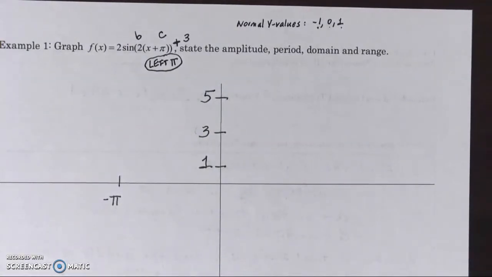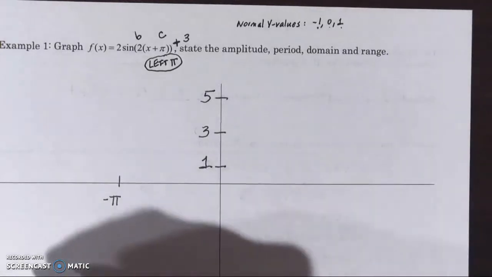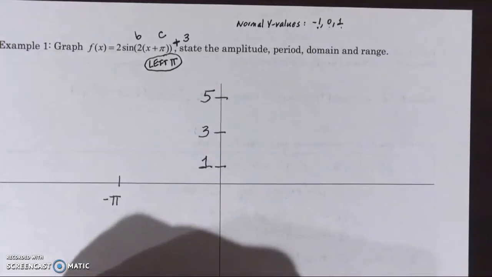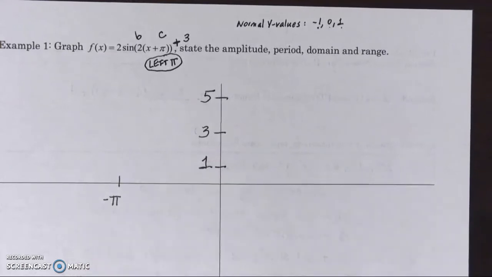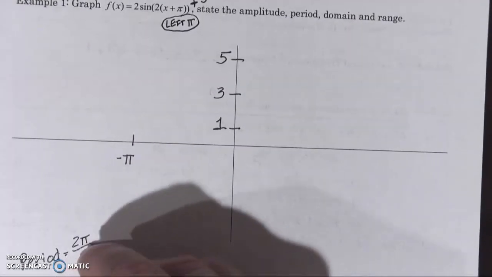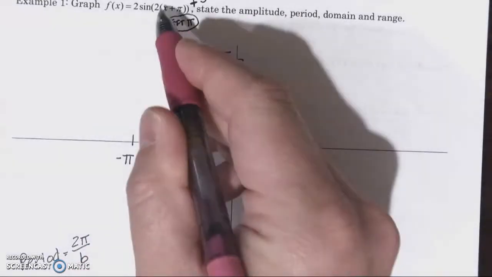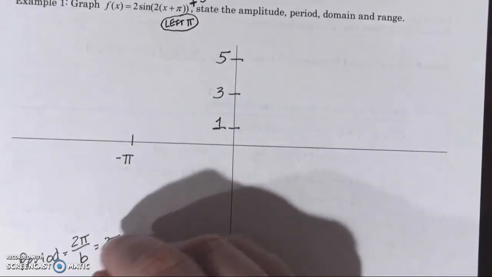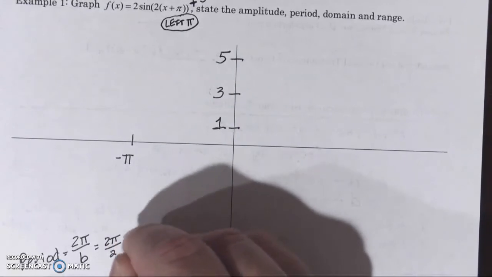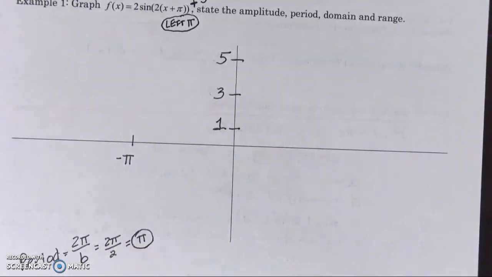Okay? Now we need to figure out our period. Our period is 2 pi, which is our normal parent function period of sine, divided by the b value. The b value is 2. 2 pi divided by 2. Our period is pi.